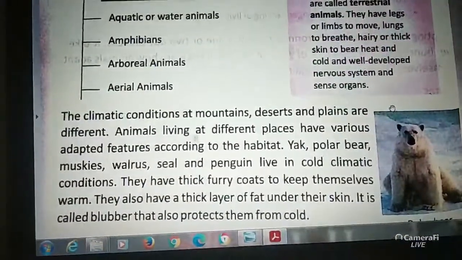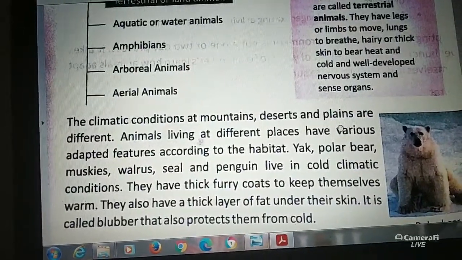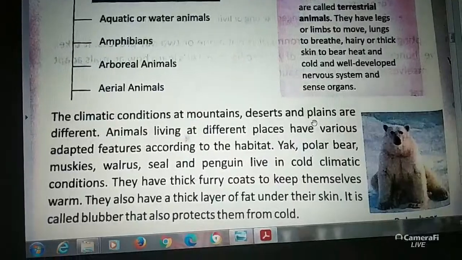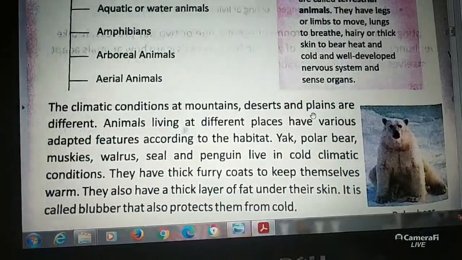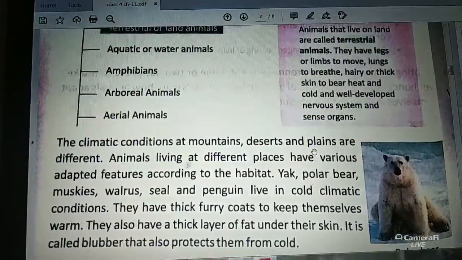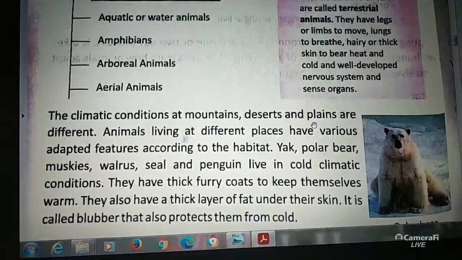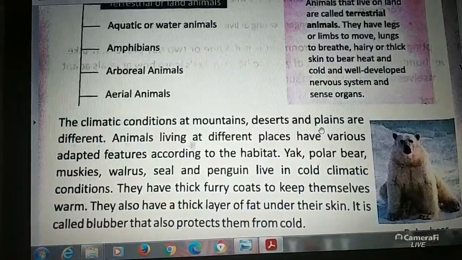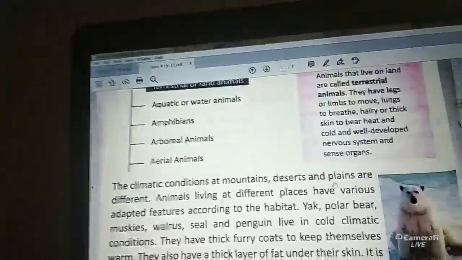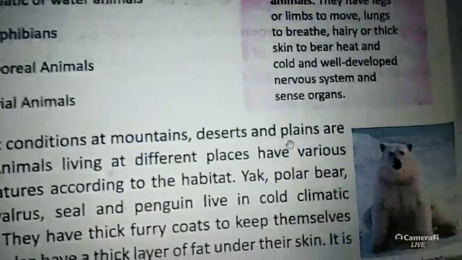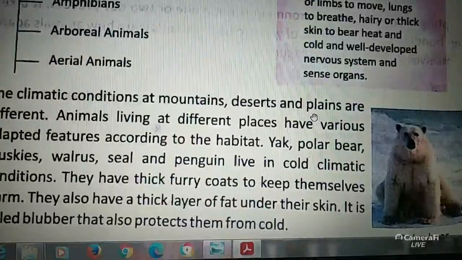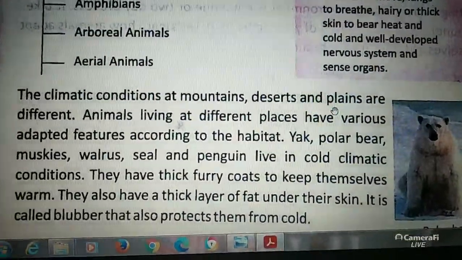Yak, polar bear, penguins, seal live in cold climatic conditions. They have thick furry coats to keep themselves warm. They also have a thick layer of fat under their skin, called blubber, that also protects them from cold. So a question can come, students: what do you mean by blubber? Anyone tell me, what do you mean by blubber?